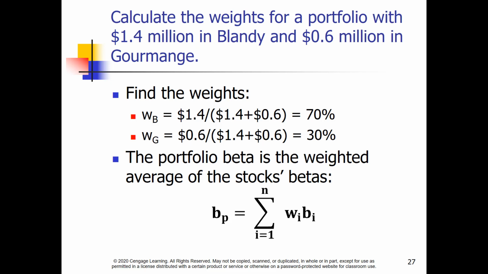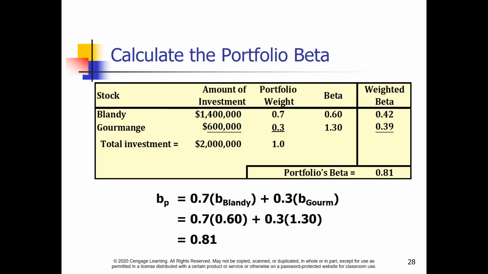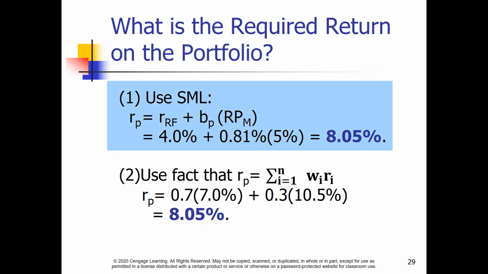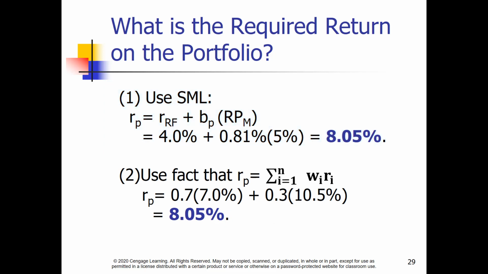To close out this section of Chapter 6, let's apply what we've covered to a portfolio of Blandy and Gourmange. First, we need the weights, the percentage of dollars, of each asset in the portfolio. The calculations are shown on the slide. 70% Blandy, 30% Gourmange. Applying those weights to the given betas, we arrive at a beta of 0.81 for the portfolio. Finally, using the CAPM SML equation, we can find the required return on the portfolio, 8.05%.